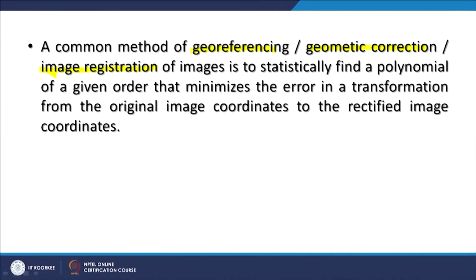Here, a common method of georeferencing involves statistically finding a polynomial of a given order, polynomial equations which we learned in our 10+2 or high school time, that minimizes the error in a transformation from the original image coordinates, which start from top left, to the rectified image coordinates, which are in the geographic coordinate system. So, like this we can perform georeferencing.